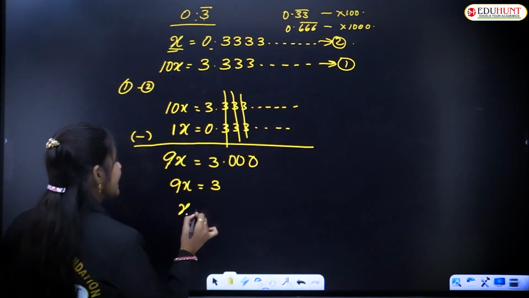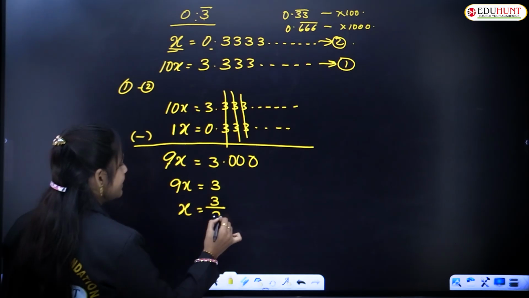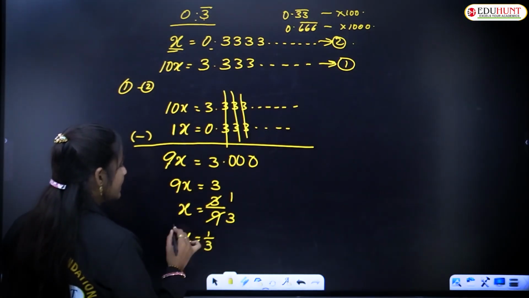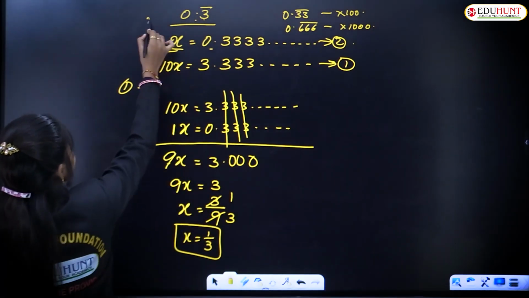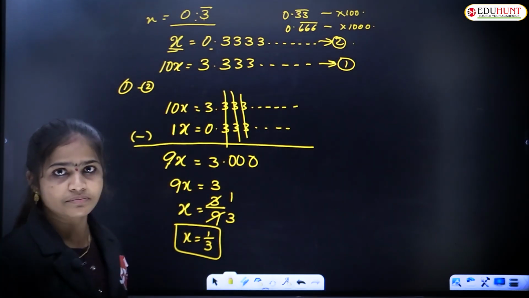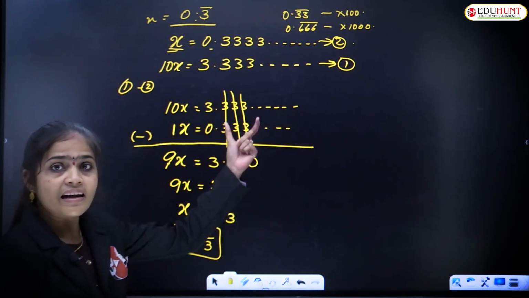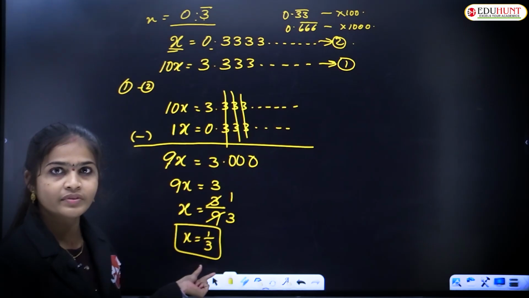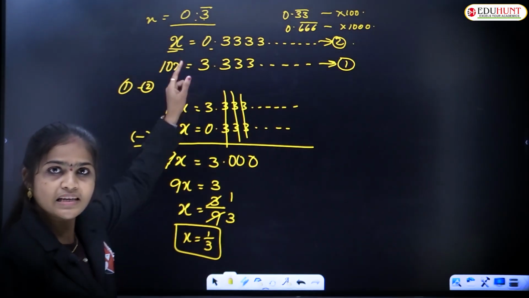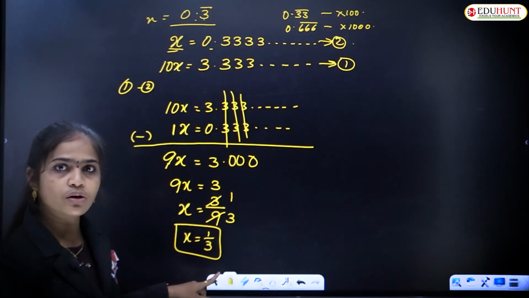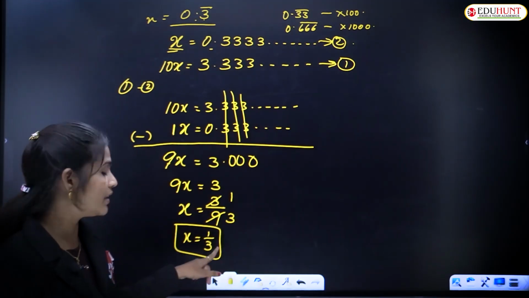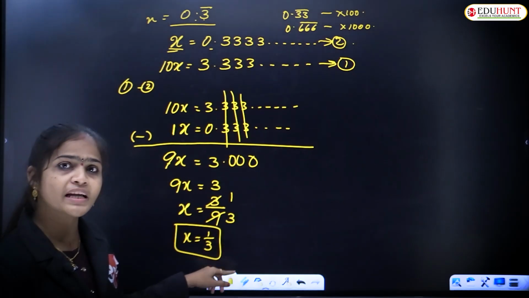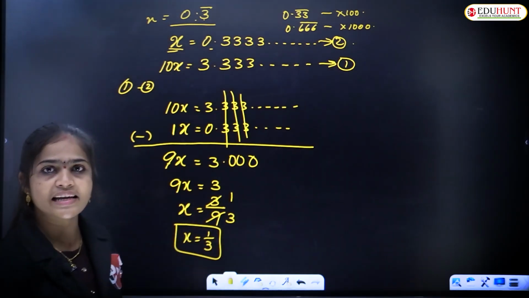So from this, x is equal to 3 by 9. 3 ones are 3 and 3 threes are 9. So x is equal to 1 by 3. So children, just observe that here x is equal to 0.3 bar, that is in decimal form. That decimal number comes under the rational form. Yes or no? Here we got x is equal to 0.3 bar, and here we got x is equal to 1 by 3. So 1 by 3 is p by q form only, no? So p by q form means which number? Yes, that is a rational number.